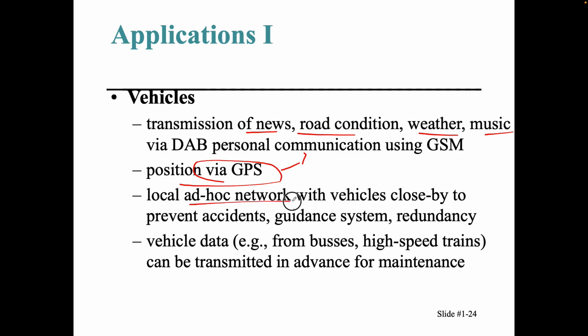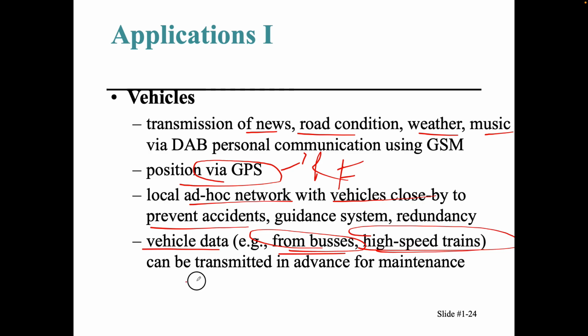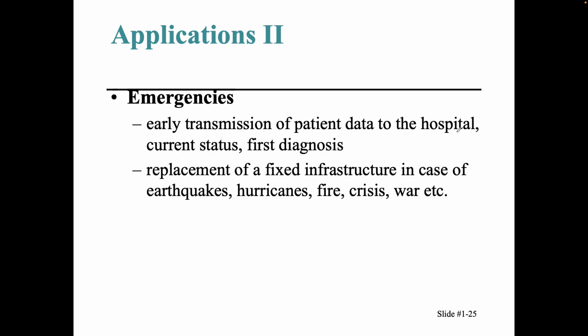Then there's local ad hoc network with vehicles close by. That is basically RF, radio frequency. Then there is vehicle data from buses, high speed trains. All of the buses or our local trains keep transmitting data of their current positions and all of the RTS data, basically real time system data. Let's say application to emergencies.